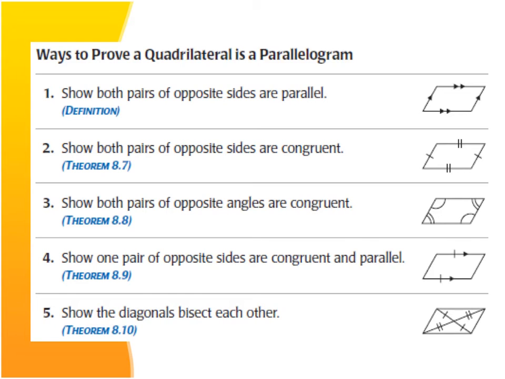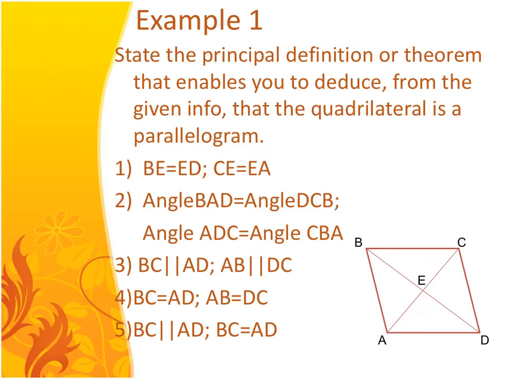This is just the same thing, just with visuals. So the first one, definition, and then these are the numbers. But again, I don't ever want you to give me the number. I don't know if the homework asks for it. But on a quiz or a test, if you're trying to justify something, you'll write it out instead of giving me the number. So both pairs of opposite sides are congruent, both pairs of opposite angles are congruent, one pair of opposite sides is congruent and parallel, and diagonals bisect each other.